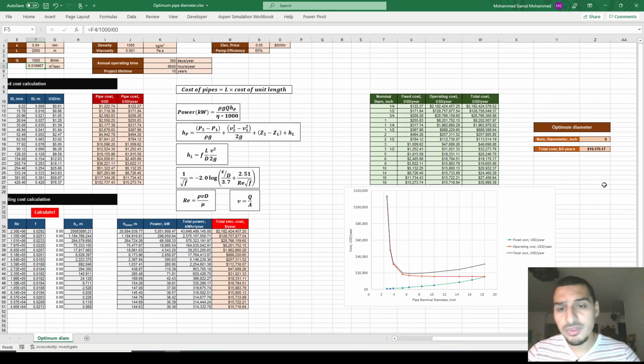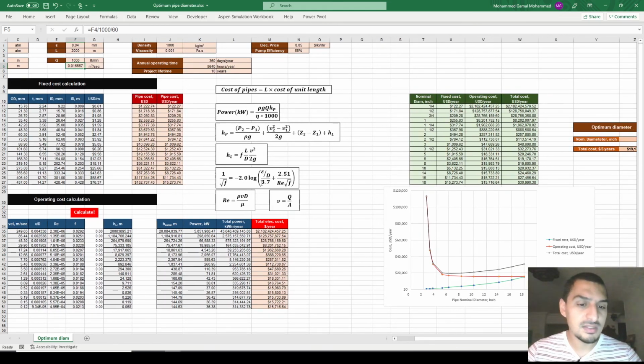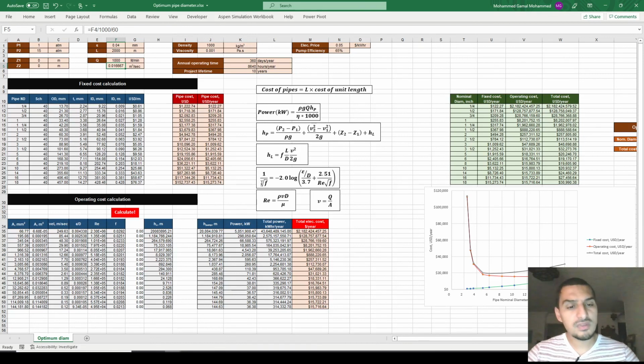So the file now is kind of easy to use, and the nice thing is that you just need to press on this calculate button in case of changing the flow rate. Otherwise you don't need to worry about anything, and the file will update itself automatically. So this is all for this video.